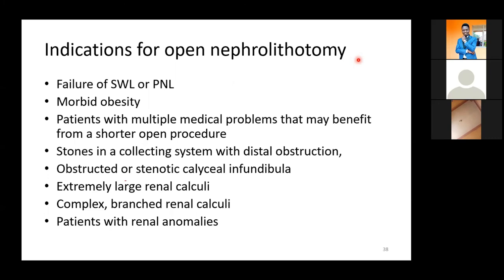There are sometimes where you have extremely large stones. You should go straight for open surgery. Much as it is invasive, it will give you better results. If the stone is complex and it branches into the calyces also, you may want to do open surgery. Then, of course, patients who have renal anomalies or congenital anomalies associated with stones, you may also want to do open surgery, so that you don't only remove the stone, but you remove the stone and also sort out the congenital anomaly.